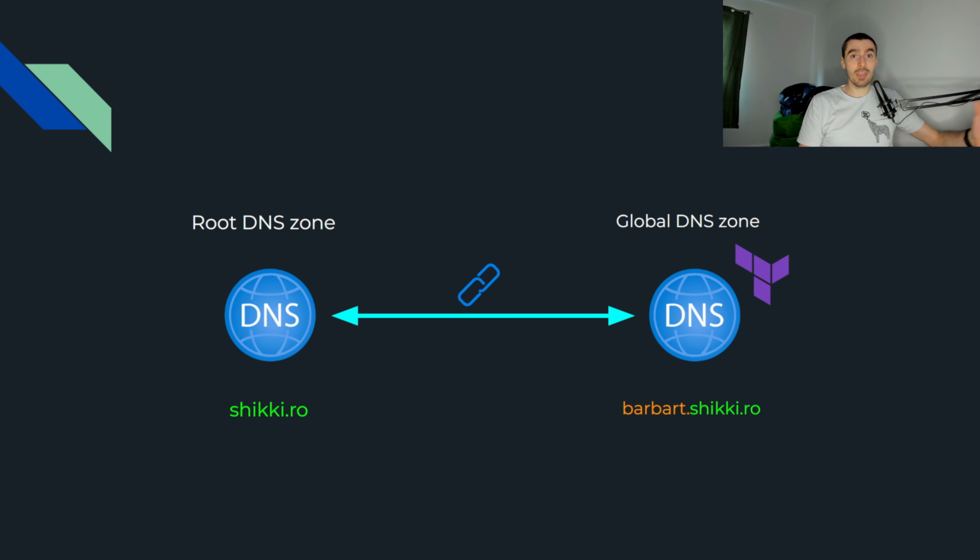So, what can we do in order to achieve this link? Well, there are two possible solutions which involve Terraform. The first one, option one, is called Terraform import. And this means that we bring the root DNS zone, shiki.ro, inside of Terraform, and then Terraform will manage it. Yeah, this is what the Terraform import command does. You take an existing resource and you import it into your Terraform state file and code.